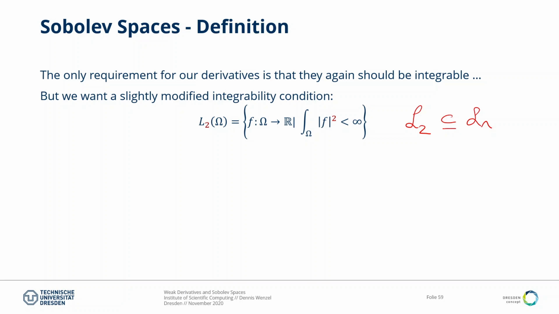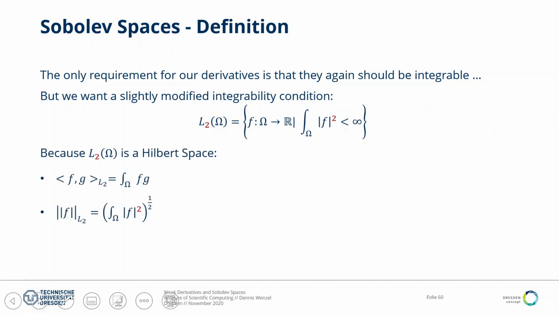Why do I consider L2 instead of L1? So L1 was more or less the minimal necessary condition that I needed in order to make this definition of the weak derivative well defined. But L2 is a bit better because L2 is a Hilbert space. Short recap, what does Hilbert space mean? Well, Hilbert space means that we have a scalar product, and that will in the future be quite helpful for us.